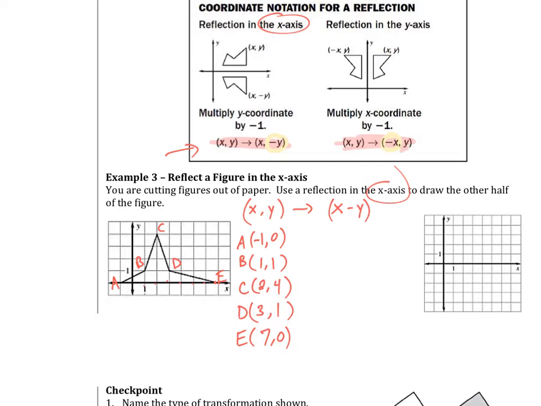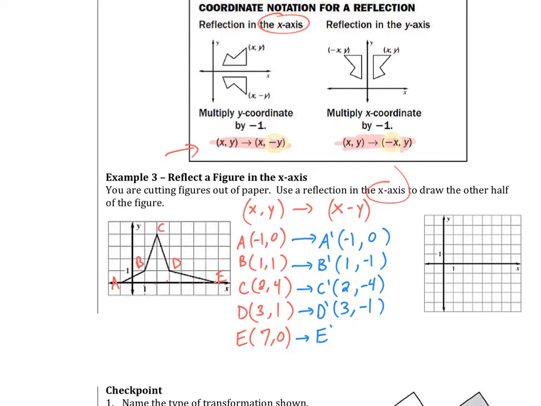The new points, we're going to perform this rule to. So the new points, the x's are still the same. So x is still negative 1. The y's become the opposite. So the opposite of 0 is actually just 0. Let's look at B. X is the same, but the y becomes negative 1. Then we have C prime. X is the same, the y becomes negative 4. D prime. X is the same, y is negative 1. And E prime, the x is the same, the y is still 0.